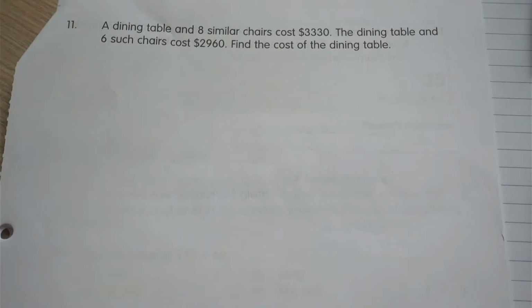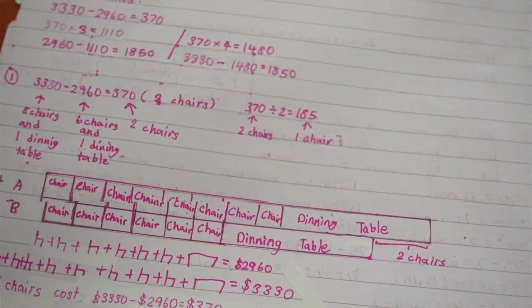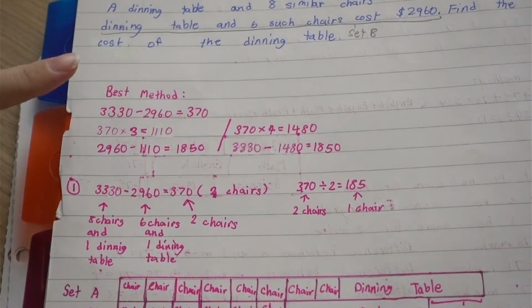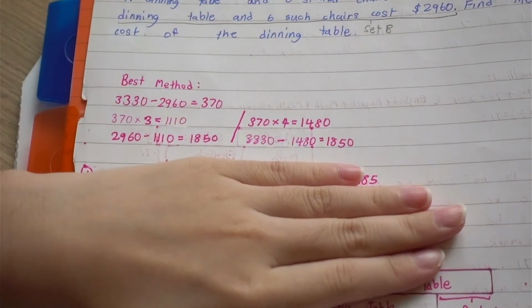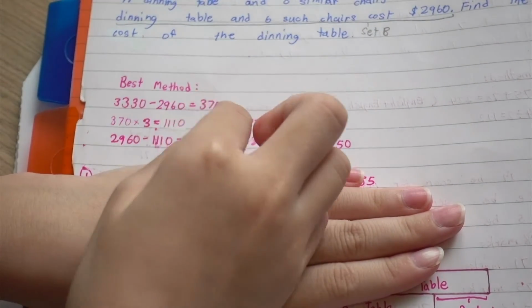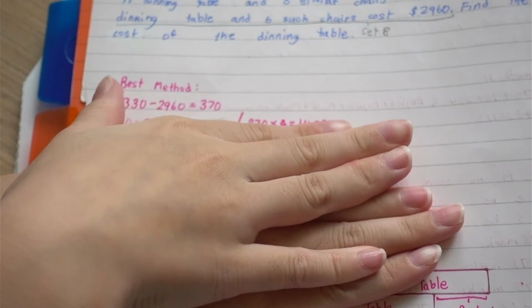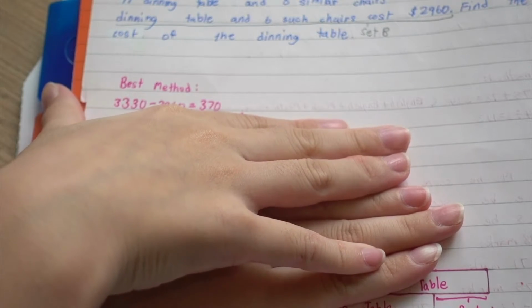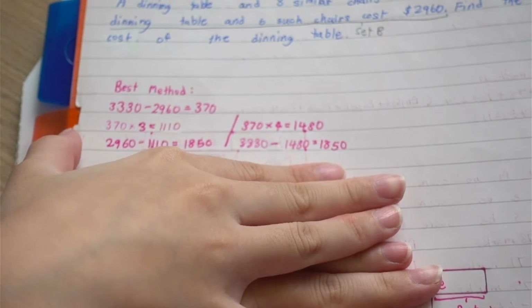Okay, so let's draw a diagram so it's easier. This one, we have a long method and a short method. So this is our best method. Ignore the bottom part for now. This is our best method. You do this first statement, it is always there. Then you split it into 2 different ways.